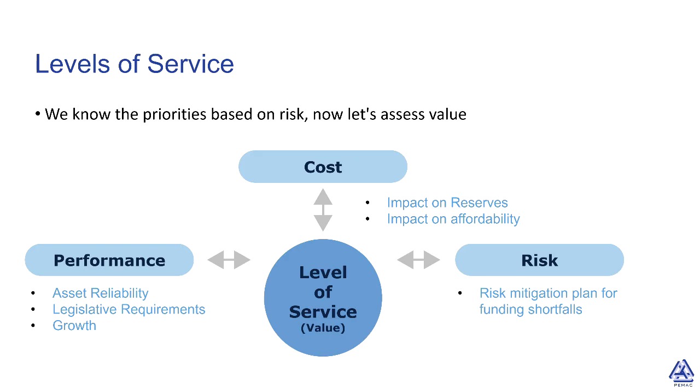So the level of service, the value that we provide in terms of performance, is having a reliable system, being able to meet legislative requirements, and meeting growth. We look at balancing that with risk, having risk mitigation plans if we have budget shortfalls, if projects are deferred. And ultimately, we have a cost. So we have a finite funding source, we get money from reserves, and it's all linked to affordability.